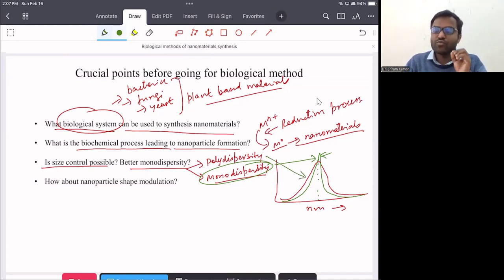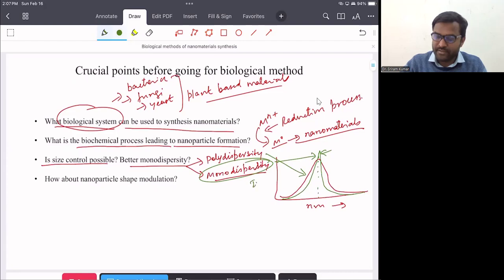That means you don't have control over the particle size. You have distributions, maybe with large distributions. If you measure nanometer size against intensity, we will get this kind of distribution curve. Based on that distribution curve, we will know whether we have monodispersity or polydispersity in the nanomaterial.